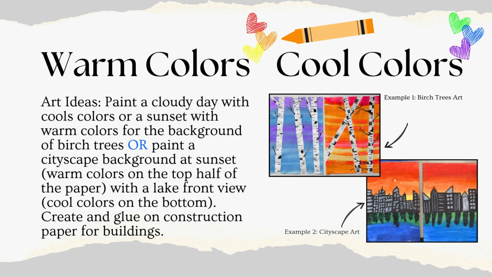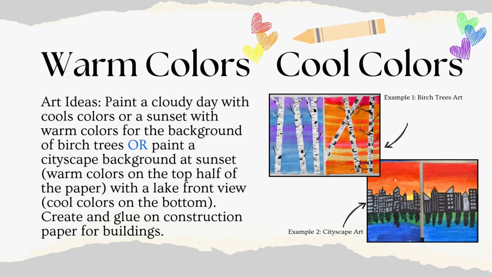One art idea is to have students choose either warm or cool colors to paint. They can paint a cloudy day with cool colors or a sunset with warm colors for a background of tape-resist birch trees. The other idea is to paint a background for a cityscape at sunset, warm colors on the top half and cool on the bottom for a lakefront view. Then cut out and glue construction paper buildings and add them near the water's edge.